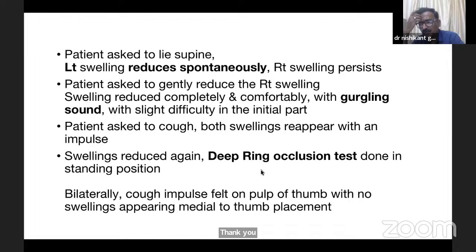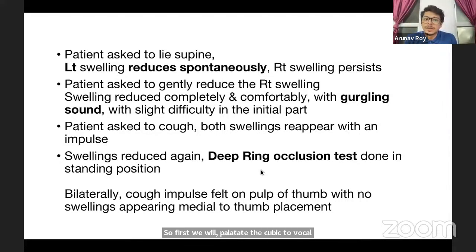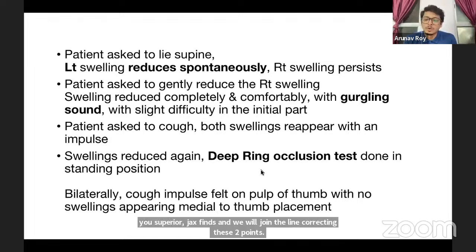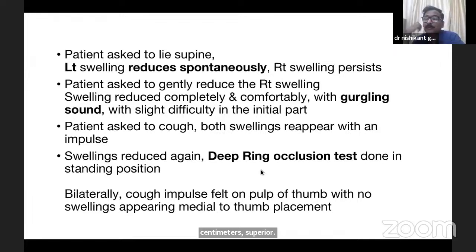What is the anatomical location of the deep inguinal ring? How will you locate it? So first we will palpate the pubic tubercle and the anterior superior iliac spine, sir, and join a line connecting these 2 points. Then we will find the midpoint of that line and go 2 centimeters superiorly, sir. Midpoint of inguinal ligament or mid-inguinal point? Midpoint of inguinal ligament, sir.